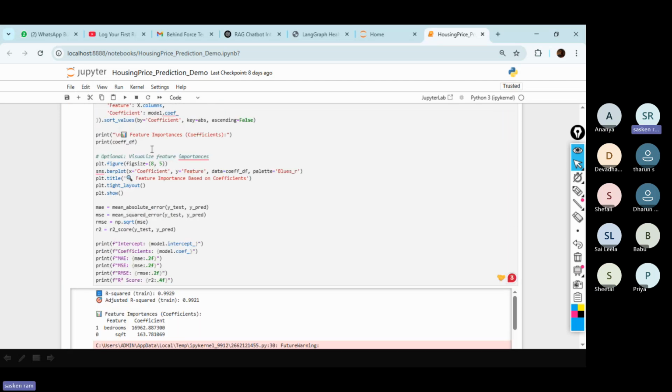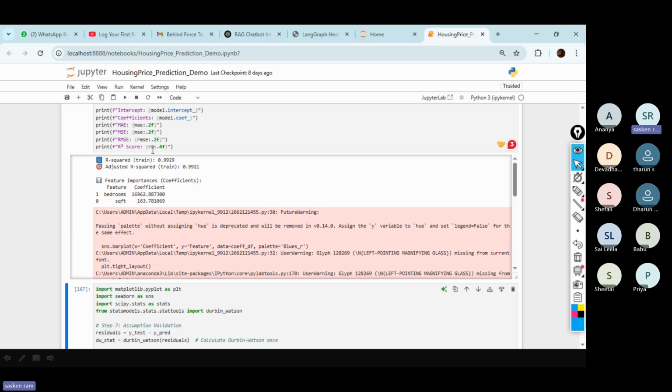I just executed this, and here you can see the R squared value is 0.99, which is very close to 1. But remember one thing: the adjusted R squared will always be lesser than your R squared value, because the adjusted R squared is the more unbiased one. R squared is the biased one when it comes to multiple linear regression, because the adjusted R squared penalizes the features that are not helpful in terms of predicting the housing price in this case.